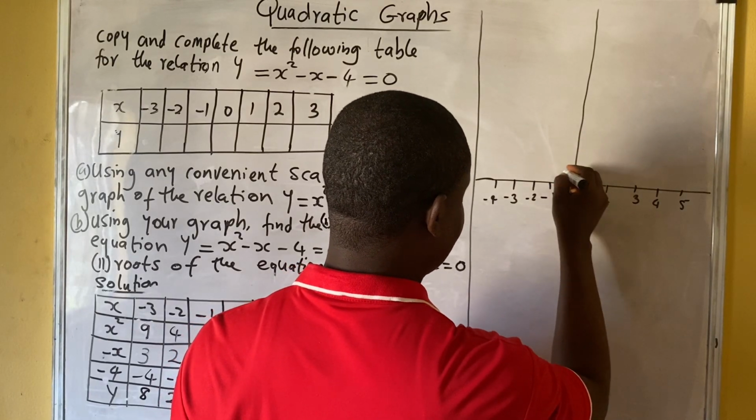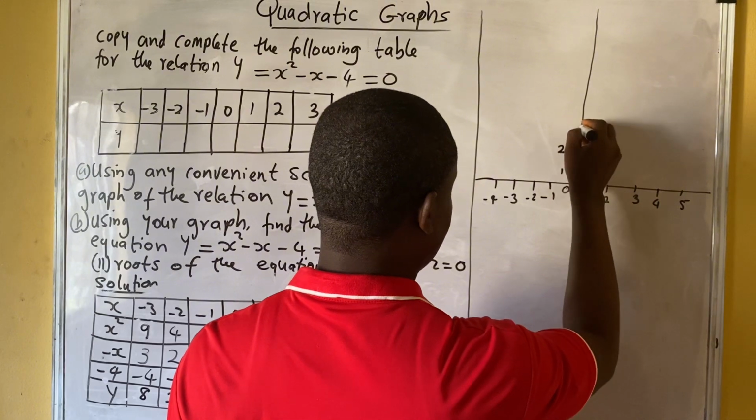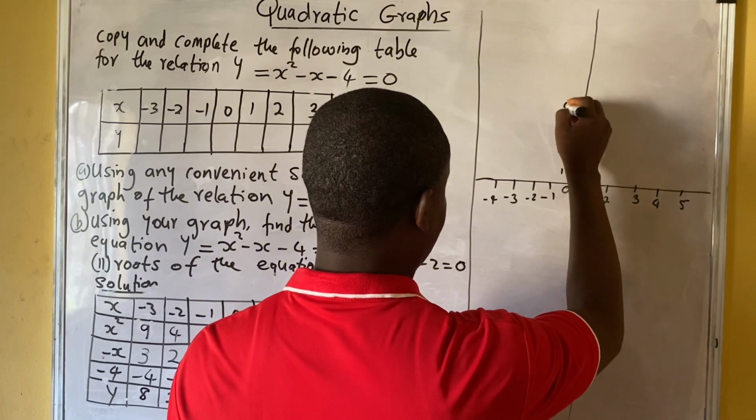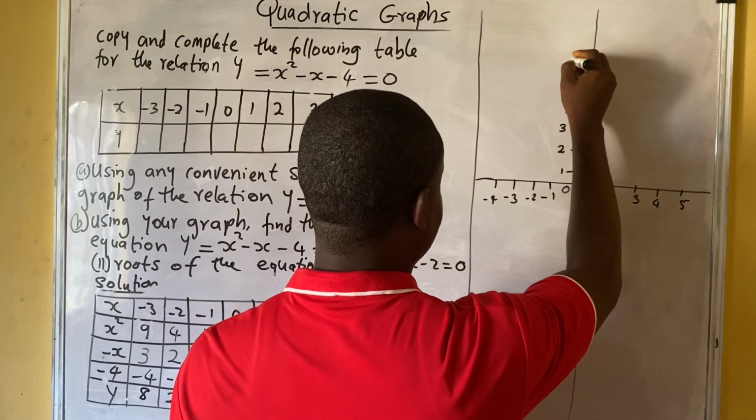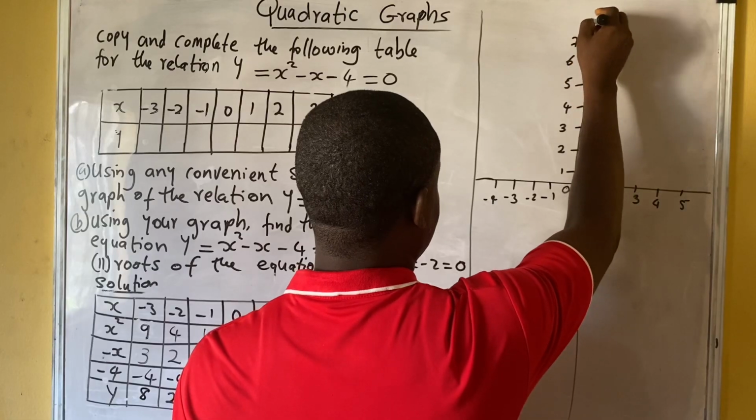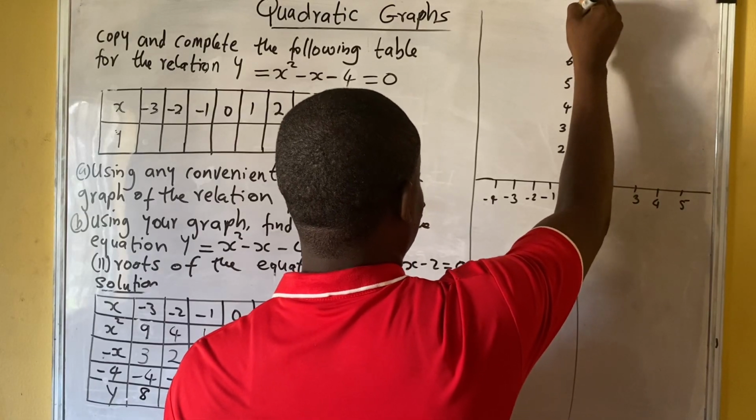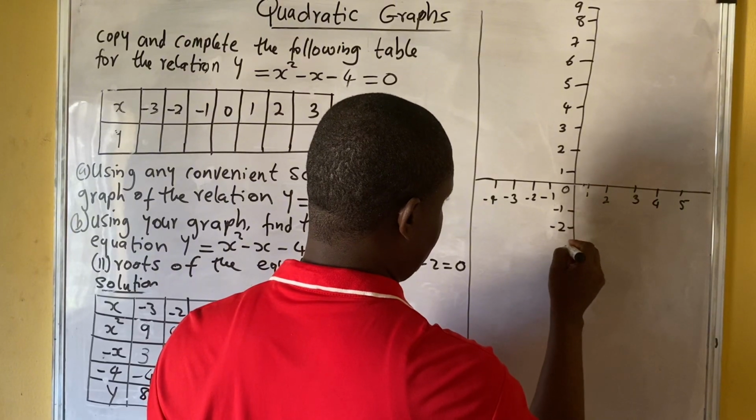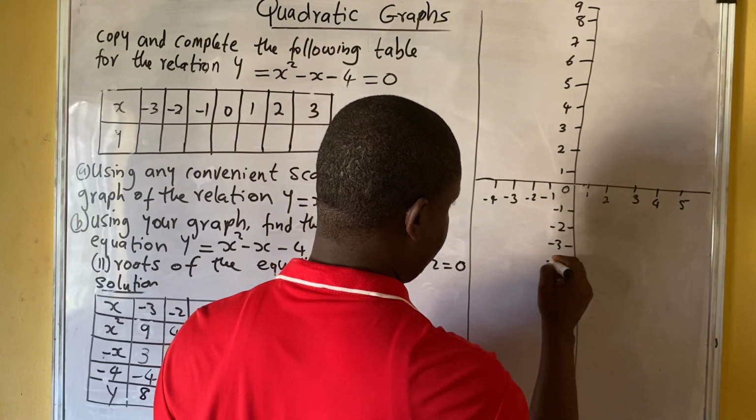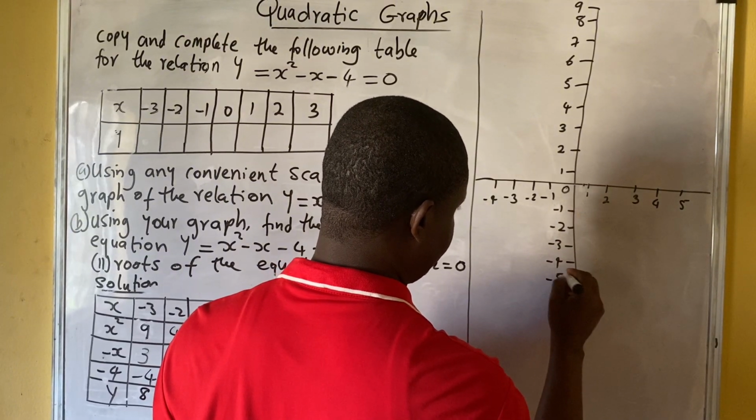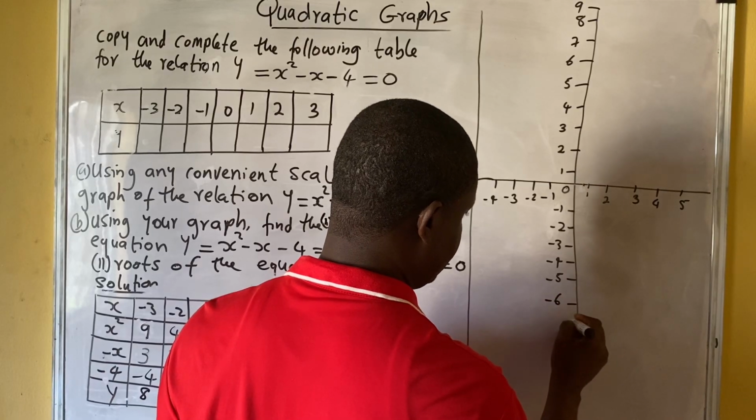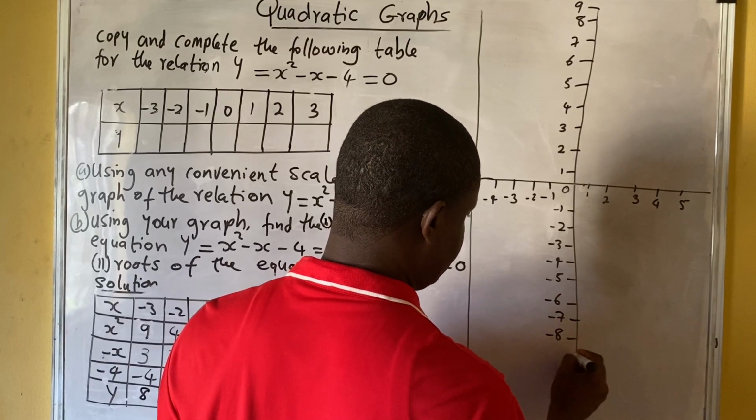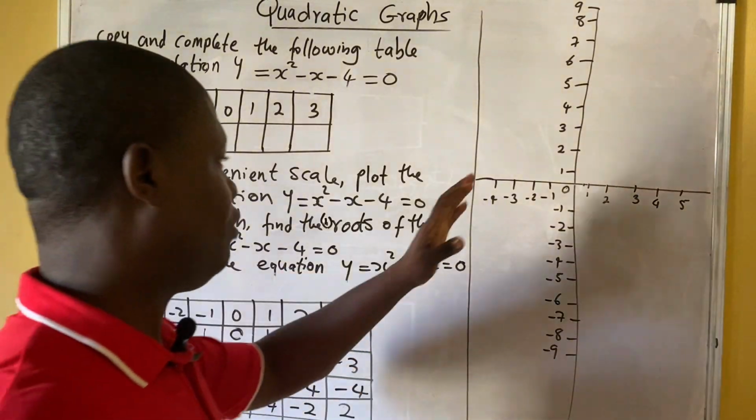So here on the y-axis, this is 1, this is 2, this is 3, this is 4, this is 5, this is 6, 7, 8, 9. And this is minus 1, this is minus 2, this is minus 3, minus 4, minus 5, minus 6, minus 7, minus 8, minus 9. So let's plot the values of x and y.